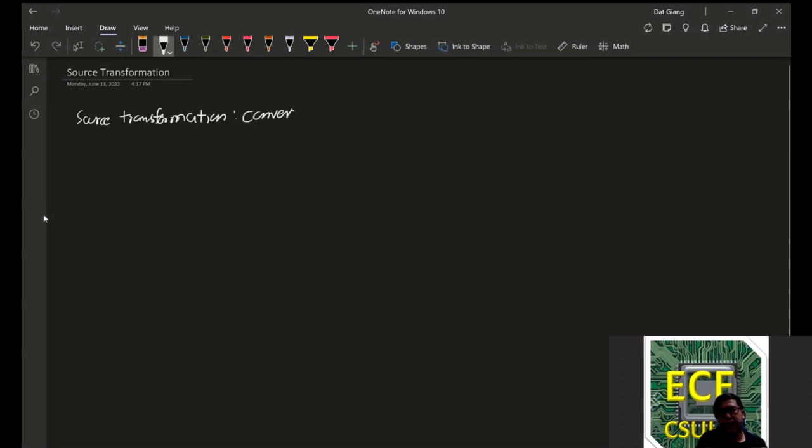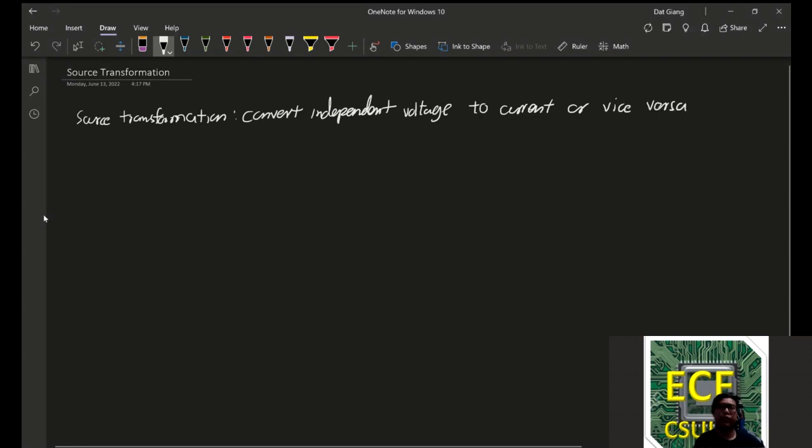convert an independent voltage to current, or vice versa. Now, how do we do that?